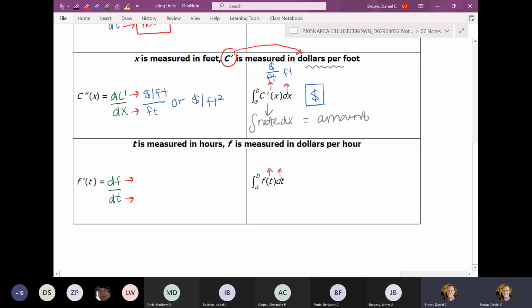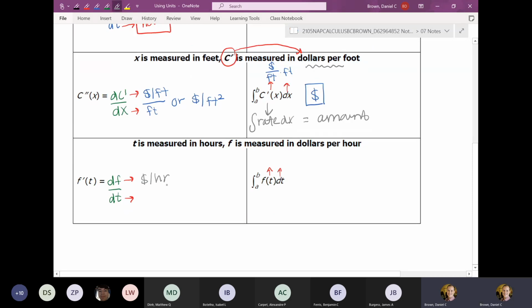And then this last one, F is measured in dollars per hour. DT would be measured per hour. So what would be F prime? Dollars per hour, or dollars per hour squared, very similar to the one above it. Integrating F of t, which is dollars per hour, DT would just be hours. So we would again just have dollars for that fourth one.